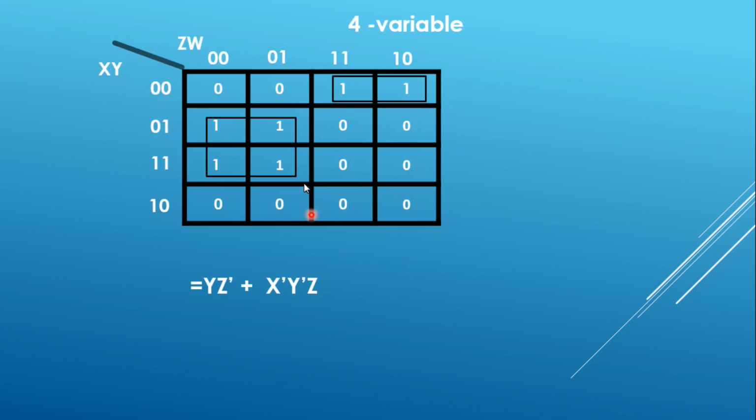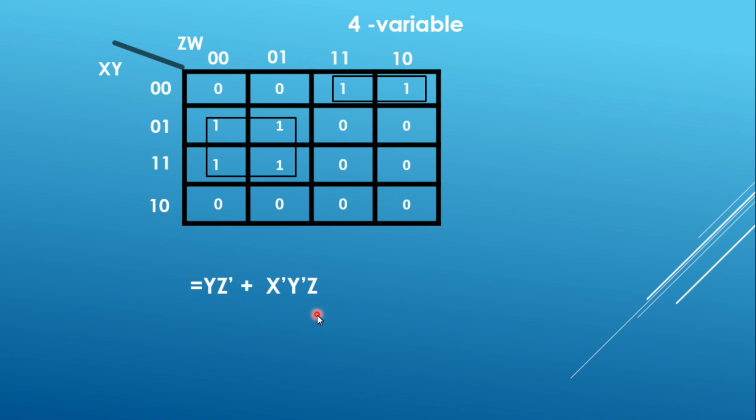This is a four variable map, and here there is a quad and a pair. From the quad, what do we get? Remove x because it is changing, so it will be y because it is 1 for all the cases, and z is also 0 for all the cases, so it will be y z bar. W is changing, so it will be removed. In the second pair which you are seeing here, it is x bar, y bar, z. This is what you will get.